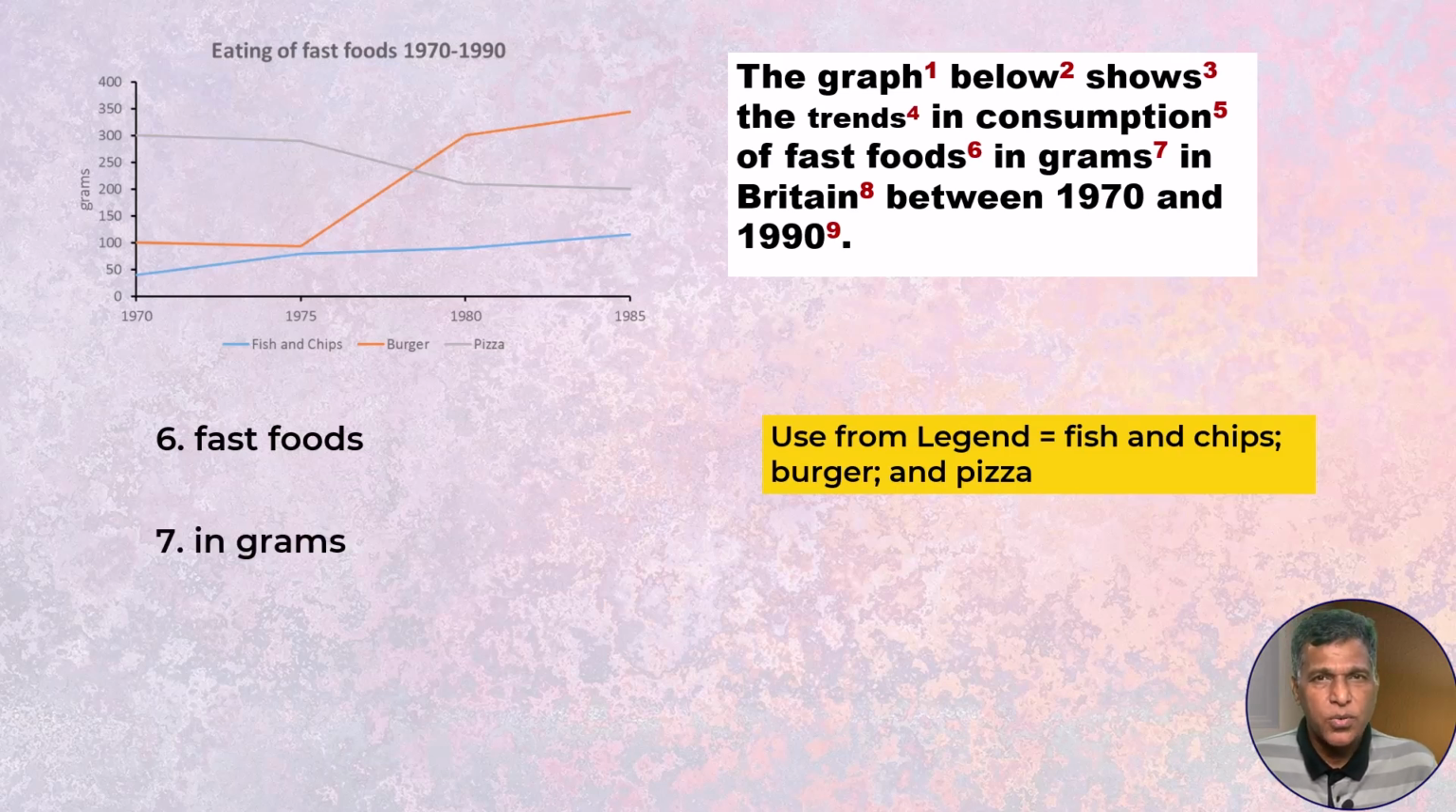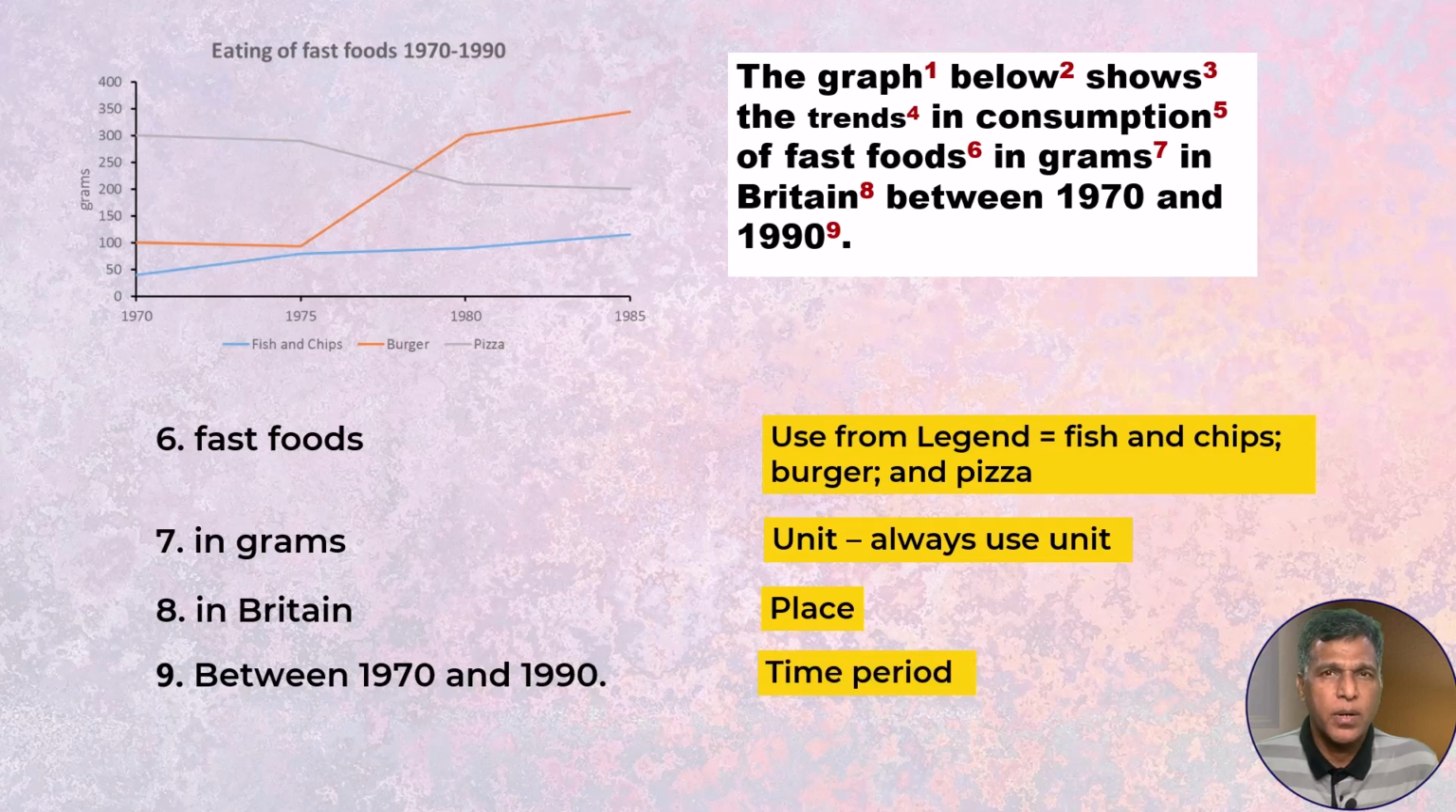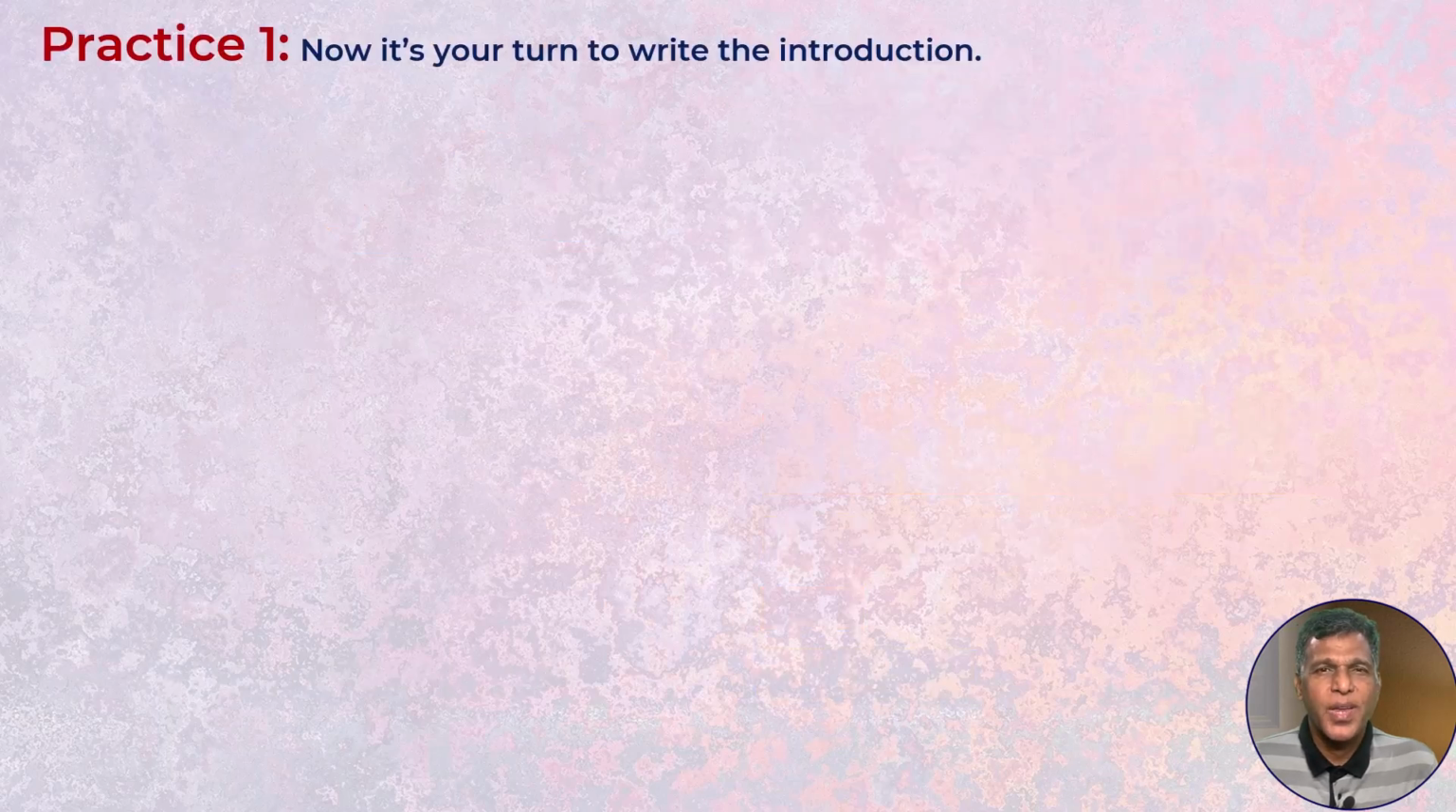Always use the unit, here it is grams. Keep the place name Britain. Add the time period between 1970 and 1990 or over a 20-year period commencing in 1970. That's how you write a strong introduction. Now let's practice what we have learned.